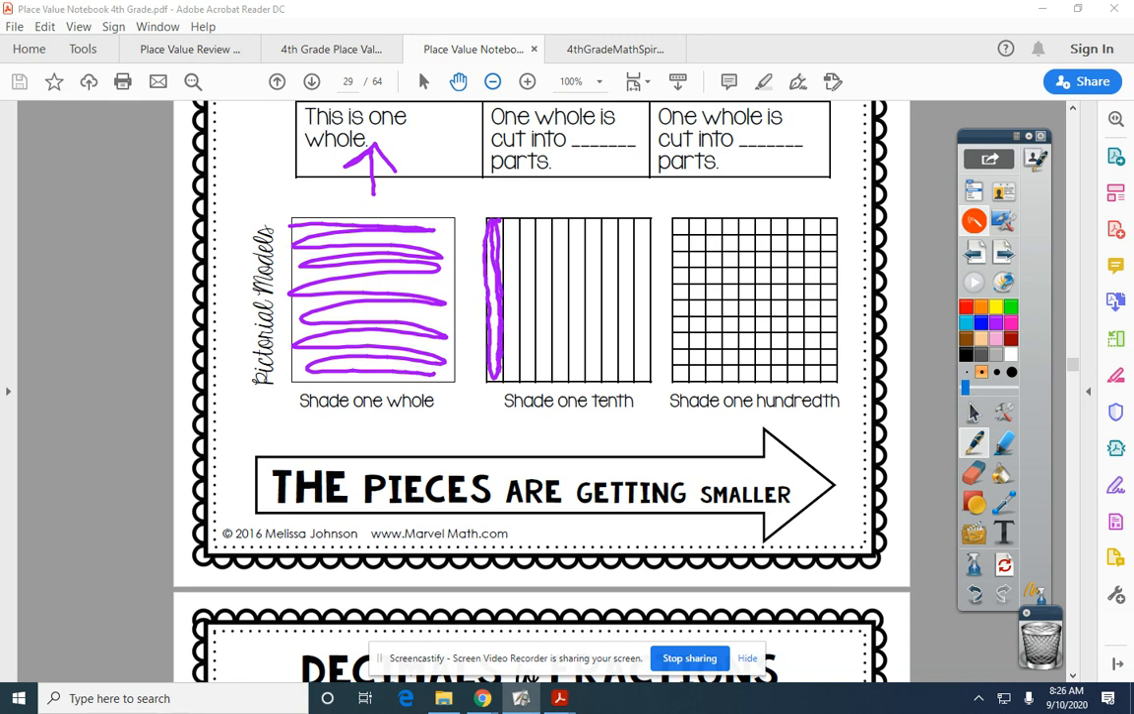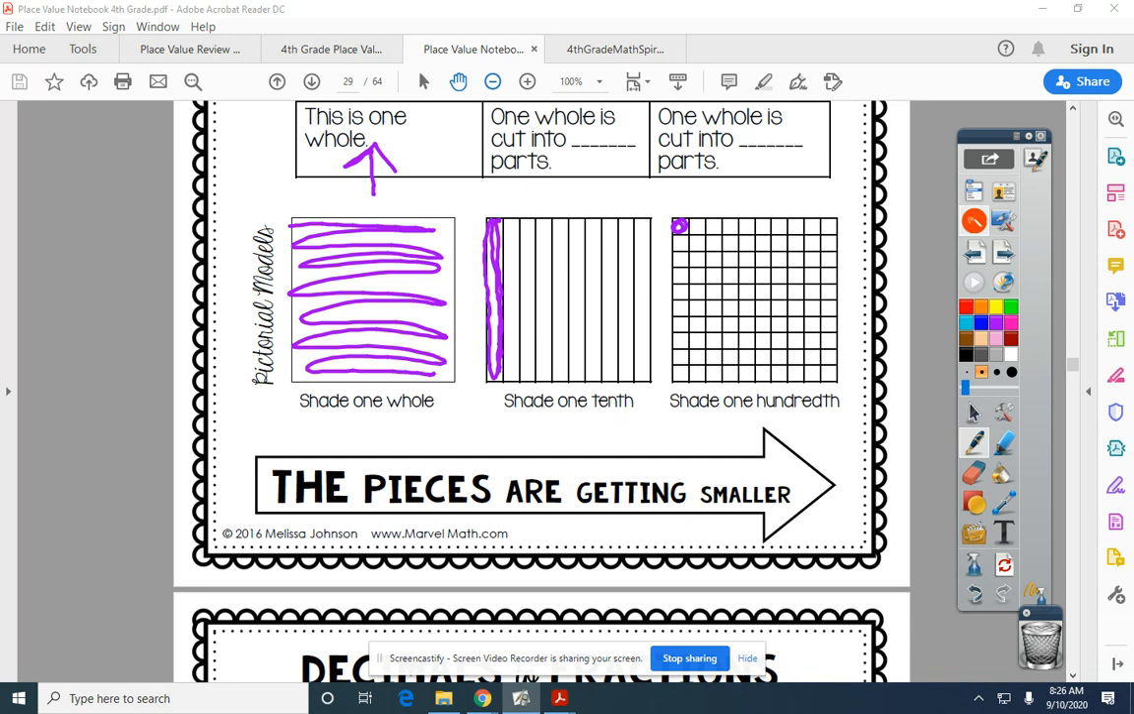How much should I shade on that last one? Just one little square. One out of 100, right? Just one piece of the 100 sections. I thought you said on the last one, but before the tenth. Yes.